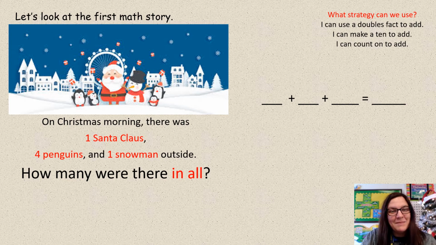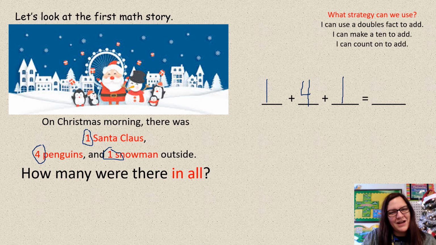So we need to think about how many things of each we're talking about. How many Santa Clauses were there? There was 1. So that's going to be our first addend. How many penguins were there? 4. So that's going to be our next addend. How many snowmen were there? There was 1. Okay, so that's our last addend.